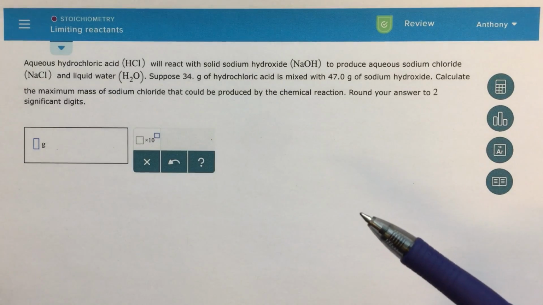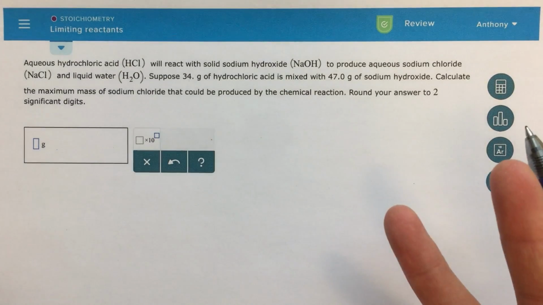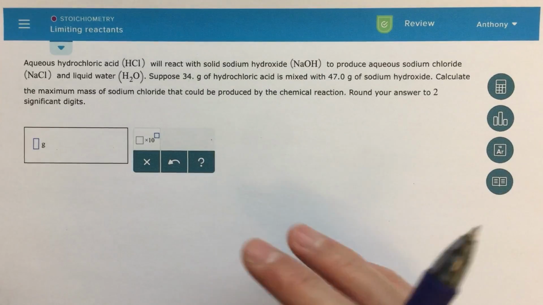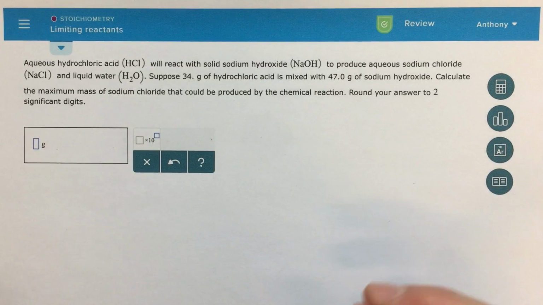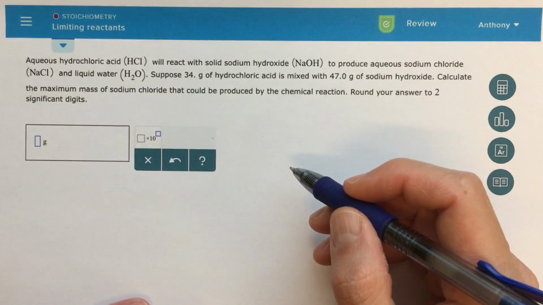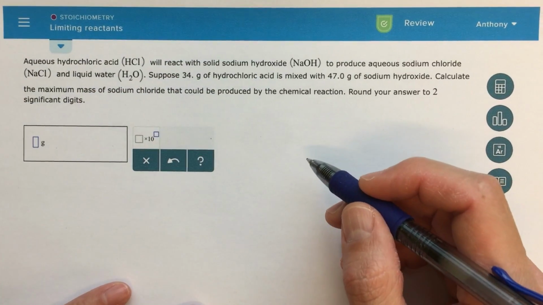So in this problem, we're going to have to start with a balanced chemical equation. We're going to take the information that's given and write a balanced chemical equation. Then we're going to do a limiting reactant discussion, and based off of our limiting reactant, we're going to use stoichiometry to solve the problem. So let's go ahead and get started. The first thing that we're going to want to do, like I said, is write a balanced chemical equation.